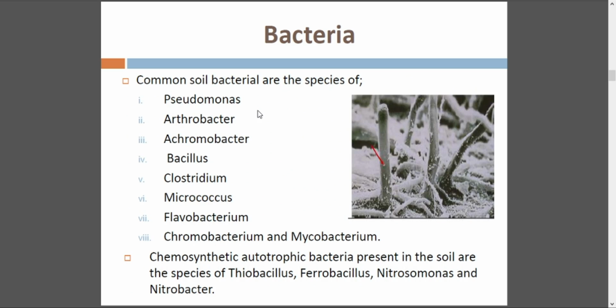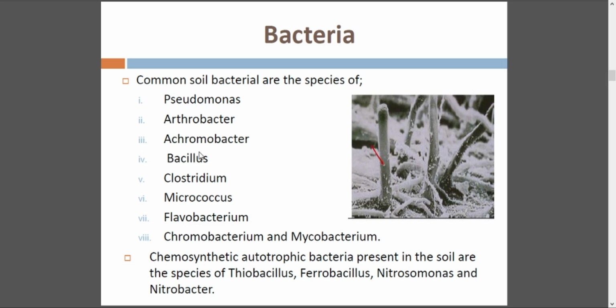The common soil bacteria species include Pseudomonas, Arthrobacter, Azotobacter, Bacillus, Clostridium, Micrococcus, Flavobacterium, Chromobacterium, and so on.